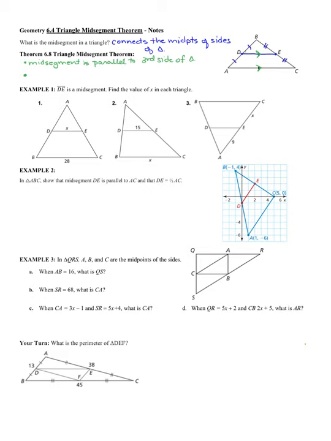The other property is that the mid-segment is going to be half as long as that third side. So it takes two mid-segments to equal the third side. So we can write this as: the mid-segment is half the length of the third side of the triangle. Okay, so those are our two properties that we can utilize when we have a mid-segment. So let's practice with a few of those.